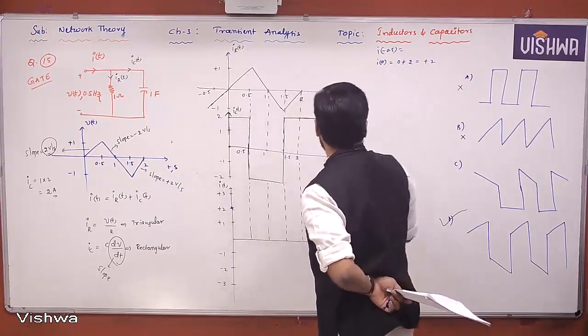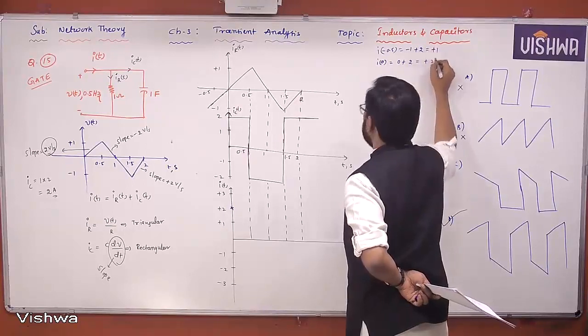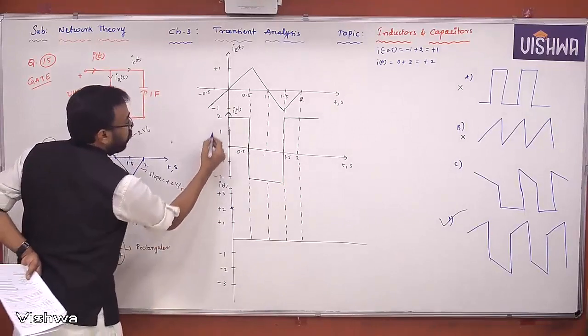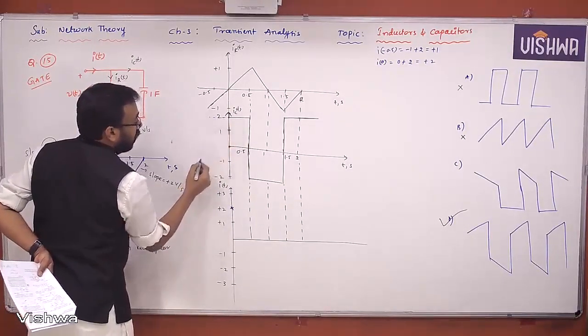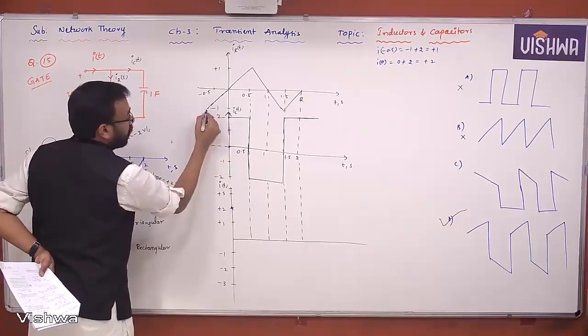Plus 2. Okay, -1 plus 2. So what do you get here? Plus 1. Plus means what? Okay. Now in the negative portion, you see here, this one if you extend, okay, negative portion, you get what? This is plus 2 and this is -1. So what do you get?